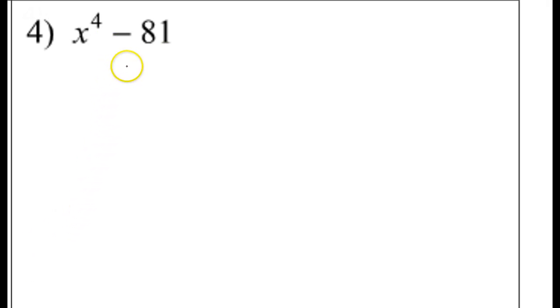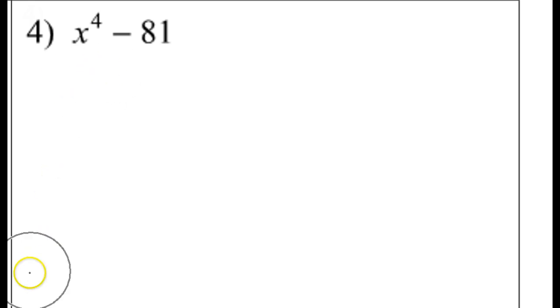For number 4, we will neither use the box method nor grouping because this is not a trinomial. When you see a binomial like this, you should still look and see if there is a GCF. There is no common factor, so most likely this is going to be the difference of squares. And sure enough, that's what this is. Difference means it is subtraction, and then both of these are perfect squares.